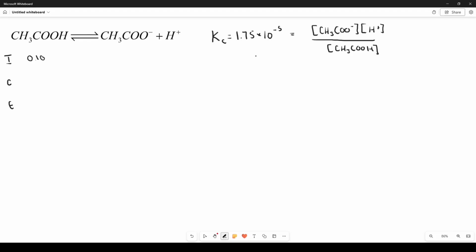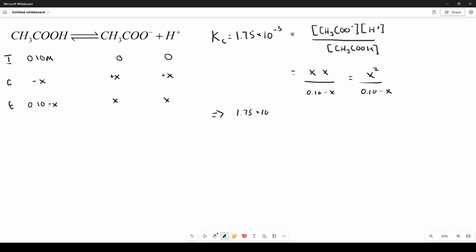Our initial concentration for acetic acid is 0.10 molar, and our product concentrations are 0. The change then is reflected by negative X for our reactant and positive X for our products, leaving 0.10 minus X, and then X and X for the two products. We can then rewrite our equilibrium expression as X times X over 0.10 minus X, which is equal to X squared over 0.1 minus X. This implies that 1.75 times 10 to the minus 5 is equal to X squared over 0.10 minus X.